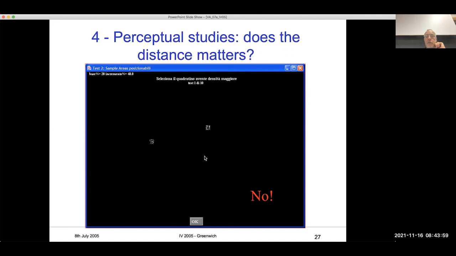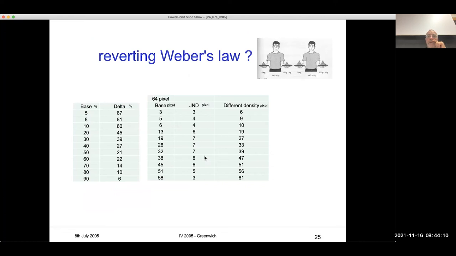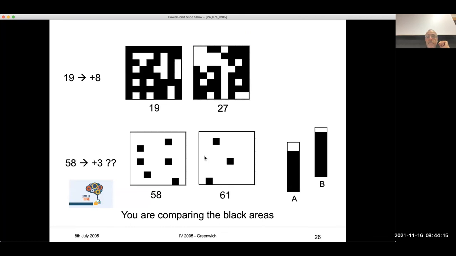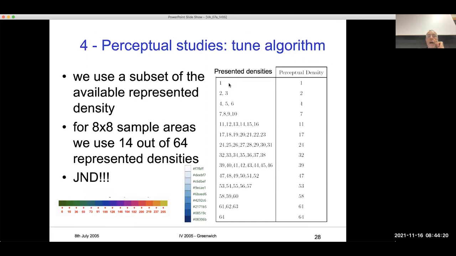What really matters is the number of pixels turned on, and we computed with the user study the just noticeable difference for doing that. According to our result, we made a decision to reduce further the number of presented densities. Having 64 pixels, in theory, we have 64 possible differences, but some of them cannot be perceived by the user. You can perceive the difference between one and two, but you don't perceive the difference between two and three. You don't perceive the difference between four, five, six.